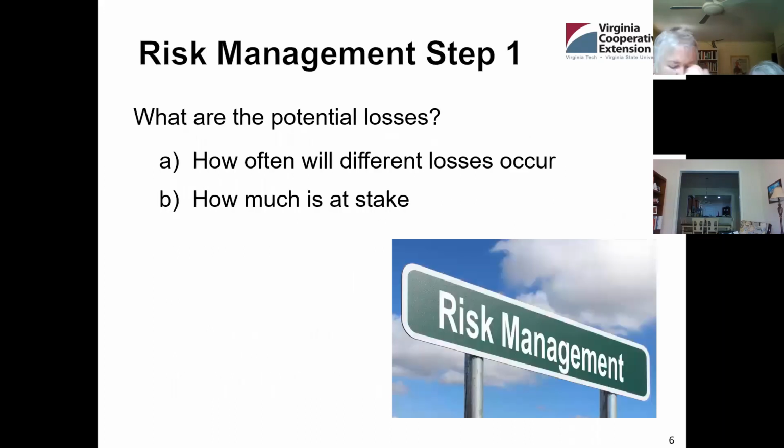So if we're talking about risk management steps, we need to start thinking about what the potential losses are. One thing we want to think about is how often different losses will occur. If we're talking about the farm that was involved with the leafy greens, they're probably thinking, I am in this business, there's a chance that we're going to have an outbreak of something, but the likelihood of that is probably quite small.